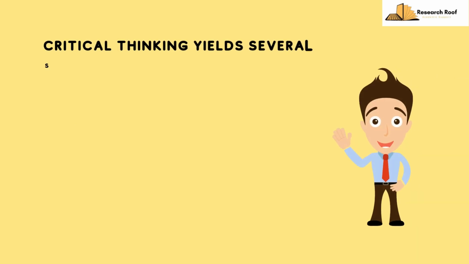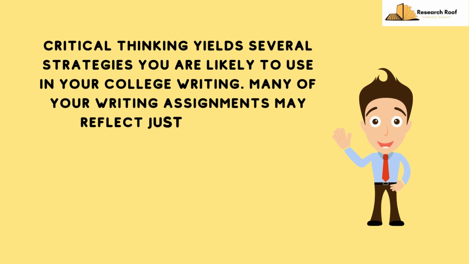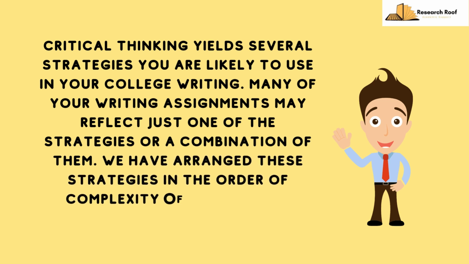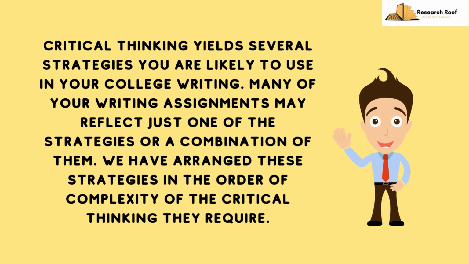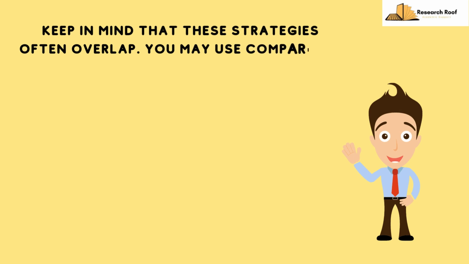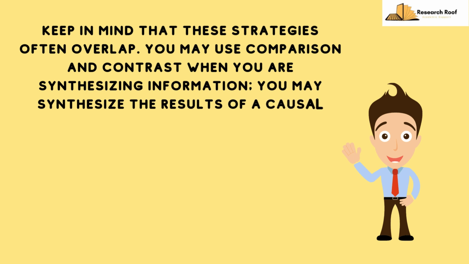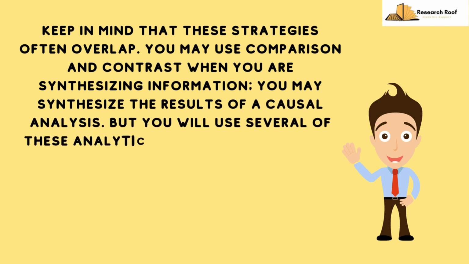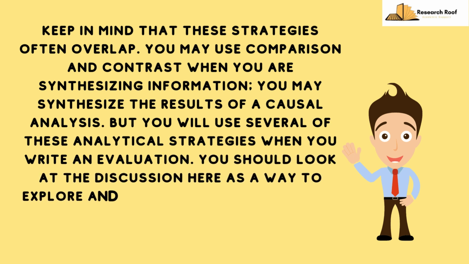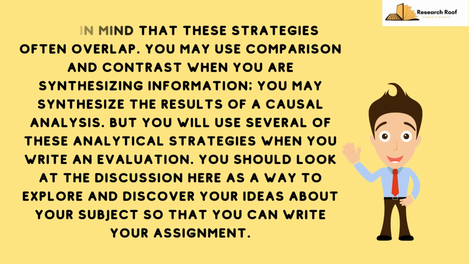Critical writing strategies. Critical thinking yields several strategies you are likely to use in your college writing. Many of your writing assignments may reflect just one of the strategies or a combination of them. We have arranged these strategies in the order of complexity of the critical thinking they require. Keep in mind that these strategies often overlap. You may use comparison and contrast when you are synthesizing information. You may synthesize the results of a causal analysis. But you will use several of these analytical strategies when you write an evaluation. You should look at the discussion here as a way to explore and discover your ideas about your subject so that you can write your assignment.